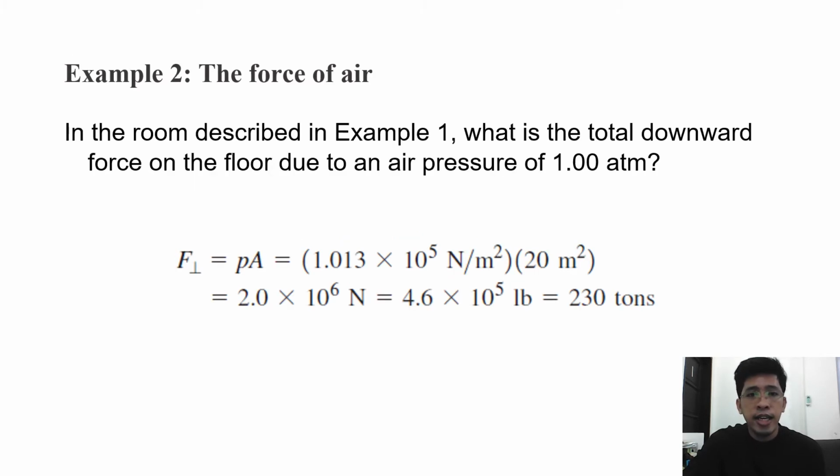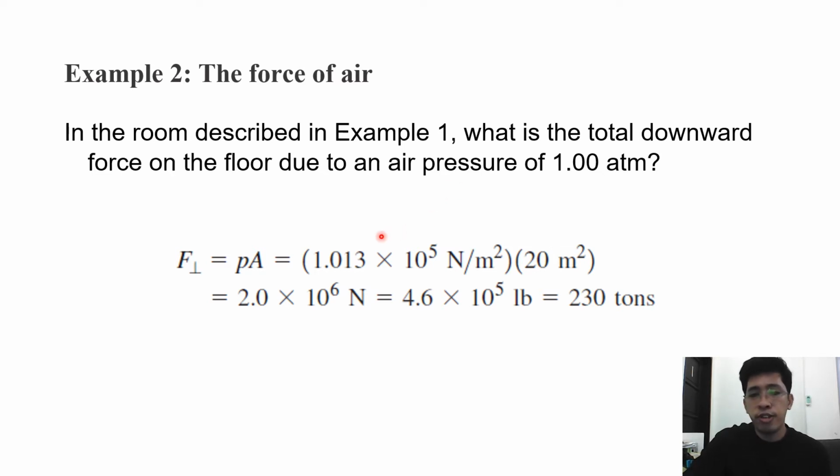Example: in the room described in example 1, what is the total downward force on the floor due to an air pressure of 1 atm? So the area of the floor is equal to 20 meters squared. And you're asked for the force exerted on the floor due to the air pressure of 1 atm.